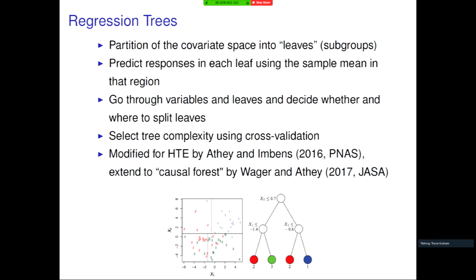Again, that was originally made for prediction, and it was modified recently for HTE estimation by a landmark paper, Athey and Imbens 2016, PNAS, which talks about how to adapt that into the HTE setting. It was also more recently extended to causal forests by Wager and Athey 2017, JASA paper. Again, this is just one of the most important ones. There are a huge number of papers, probably hundreds now, written in the last 2 years to do this type of thing.